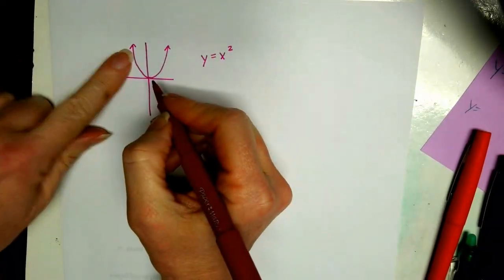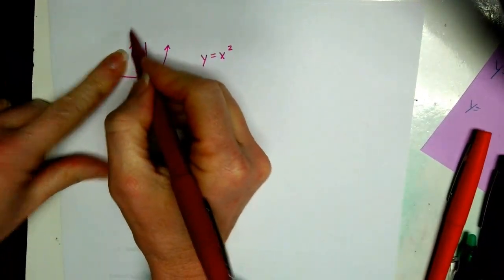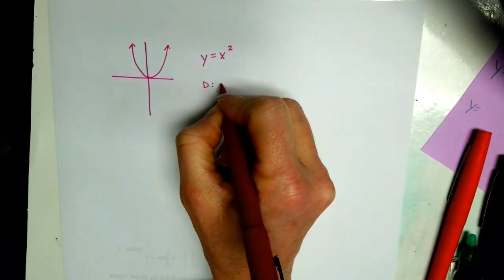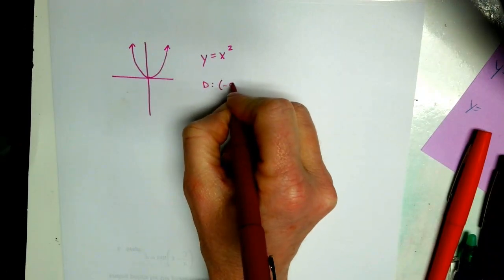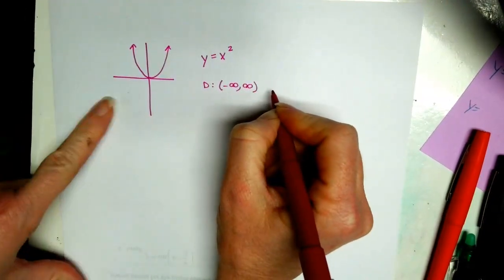So the domain is how far left will this go and how far right. This arrow is pointing obviously up, but we're really just concerned about how far left. So when we're doing domain, how far left? Well, it's going to negative infinity. And how far right? It's going to infinity because that arrowhead is pointed up, but also to the right.